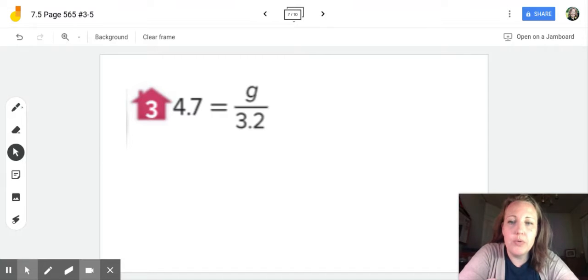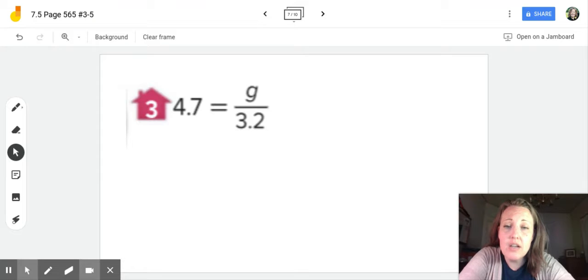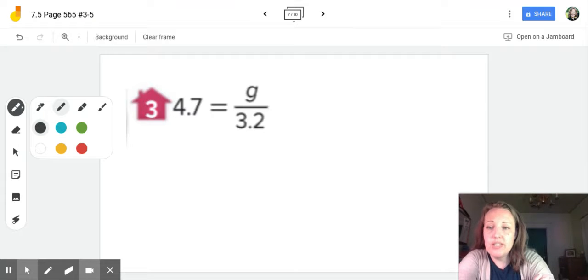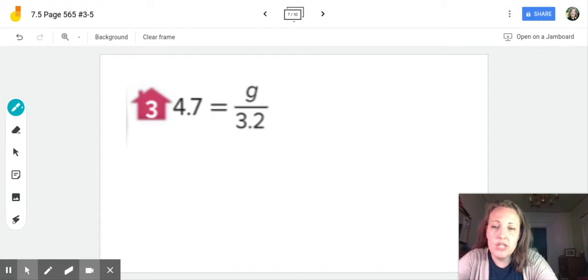All right. So here we are solving an equation involving division. In order to solve a division equation, we're going to take advantage of the multiplication property of equality. That'll actually help you on the next page. So we're going to use the inverse operation of division, which is multiplication, to solve this. So we need to multiply 4 7/10 by 3 2/10. And that's going to isolate our variable.